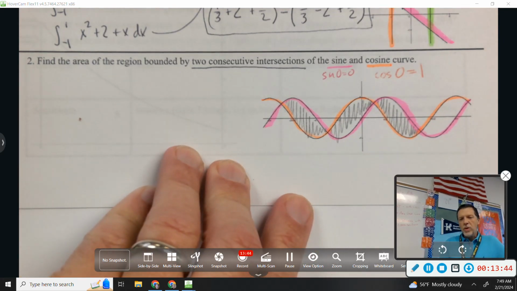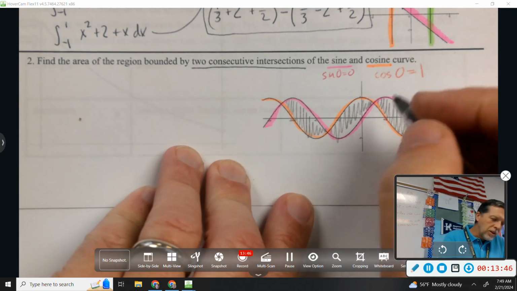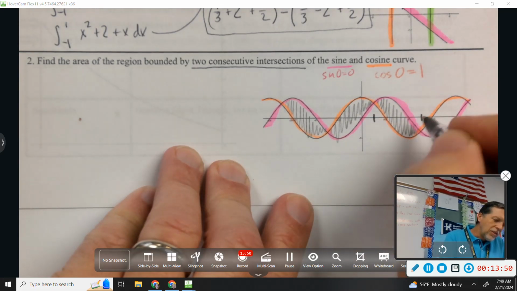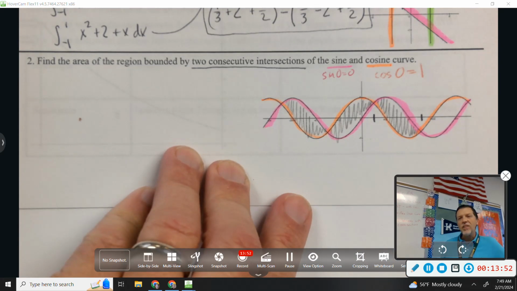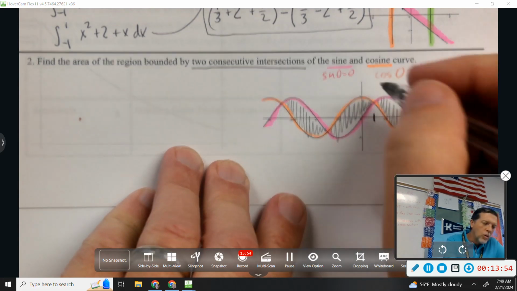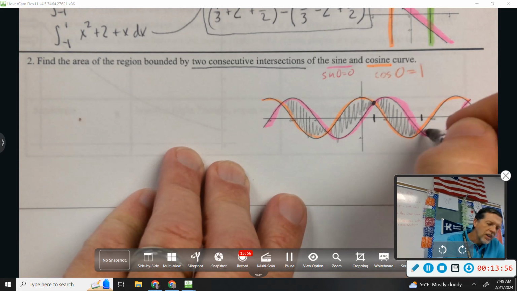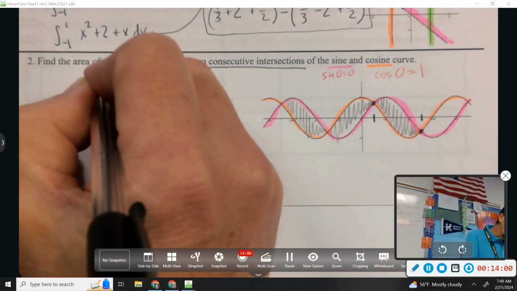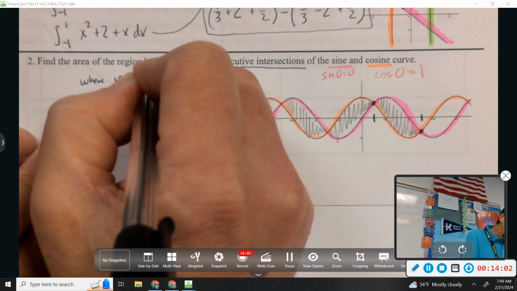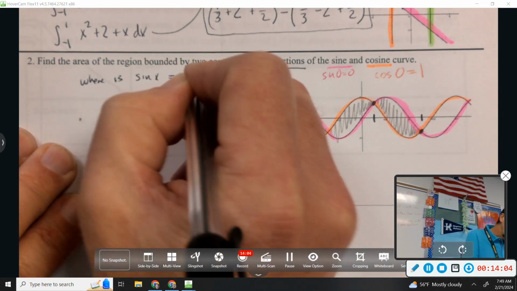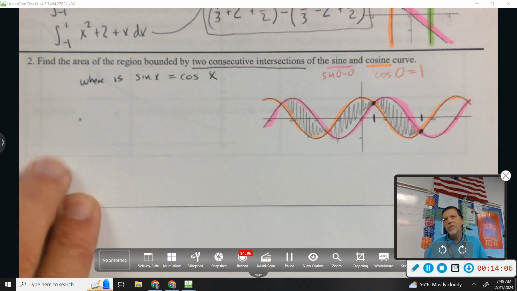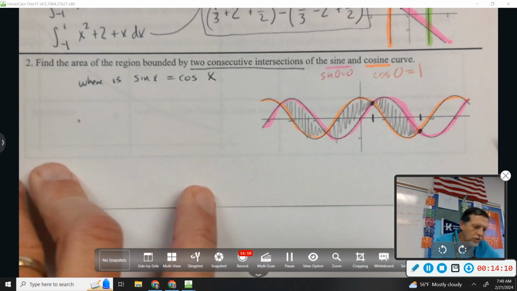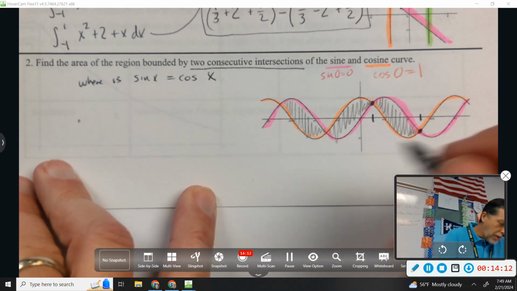So now we get to pick which one we want to use, but I feel like the positive stuff would be easier than trying to figure out the negative stuff. So I need to know, where do sine and cosine have the same value? Where is sine equal to cosine? Unit circle experts. What's that? Pi over 4.